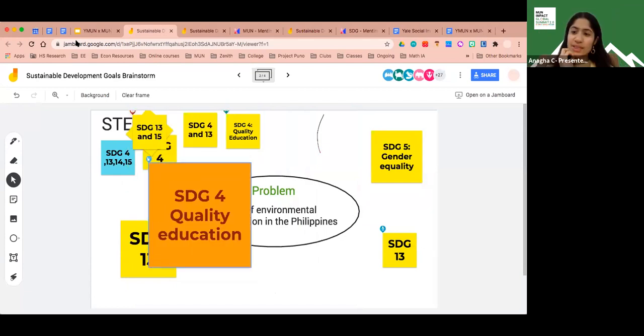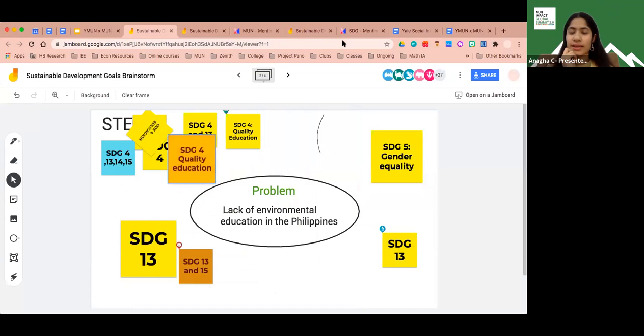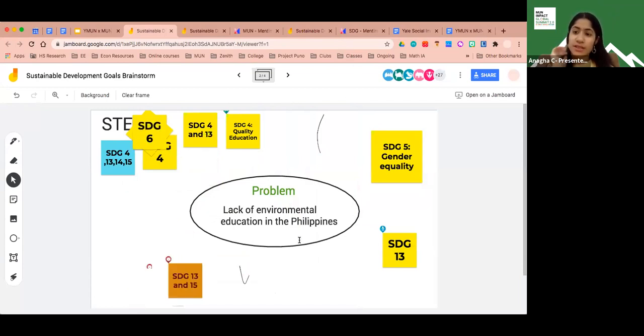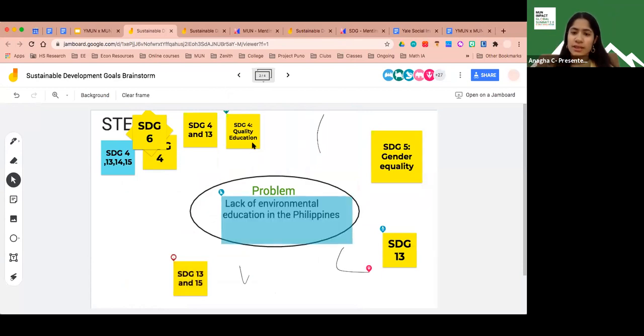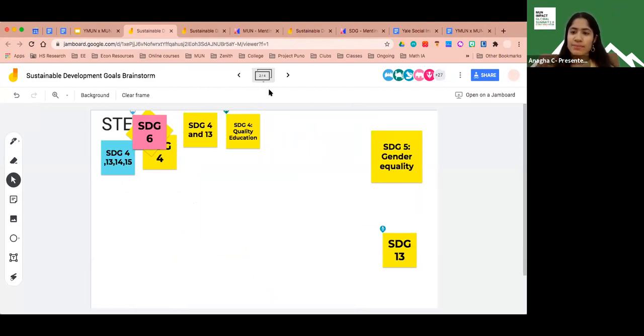You could also consider gender equality, because it's about education, to make sure that regardless of your gender, everyone is getting access to environmental education, especially in the Philippines, because the country is so vulnerable to the impacts of climate change. We have other SDGs, 13, 14, 15, 6. So as you can see, they relate to many. So now we'll move on.